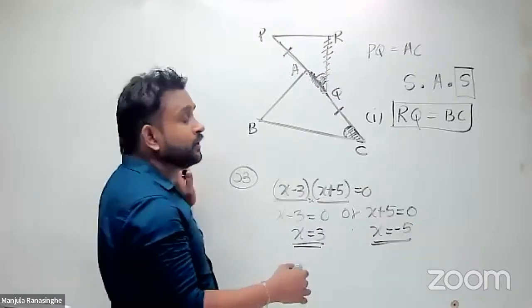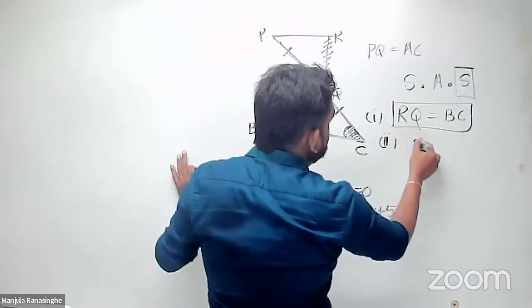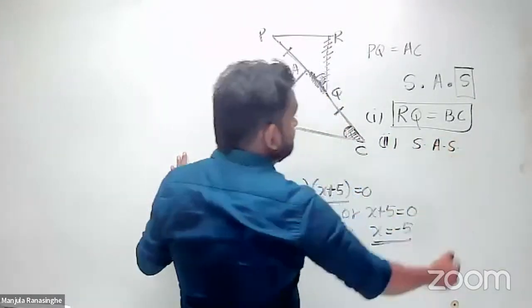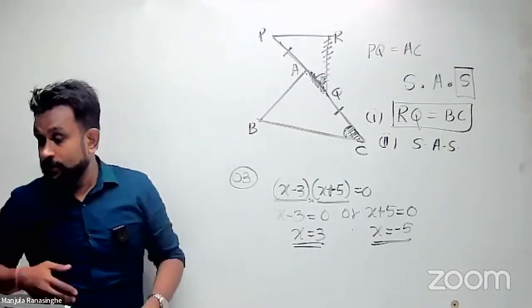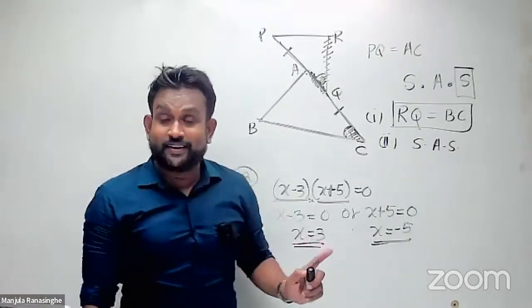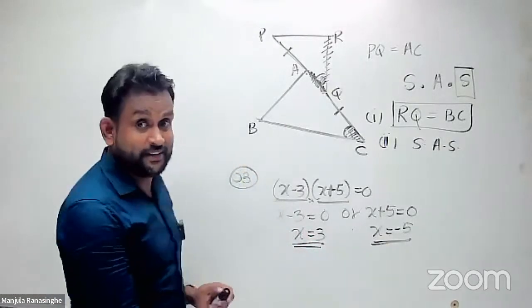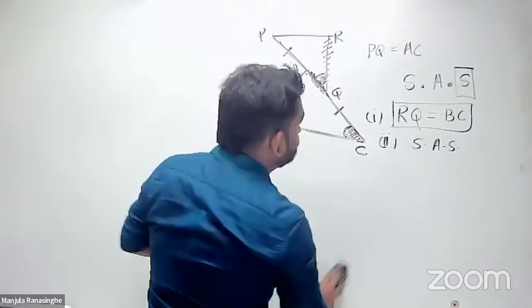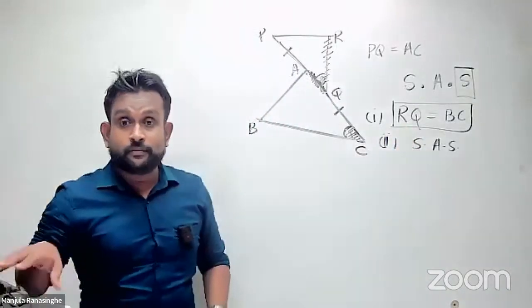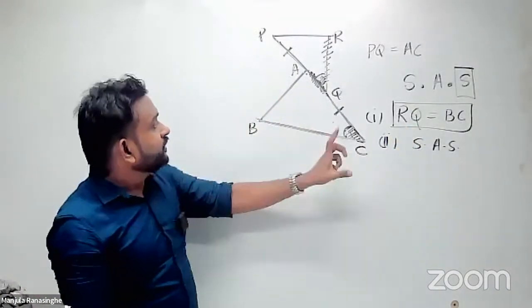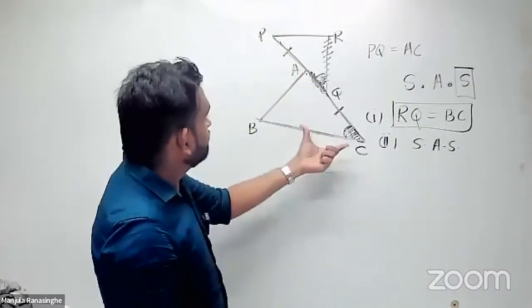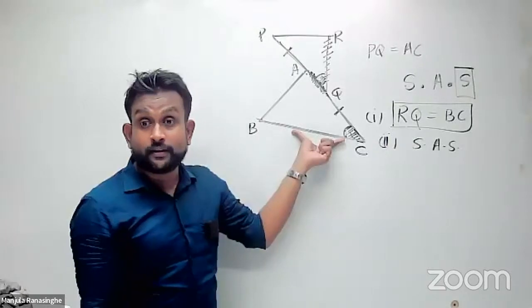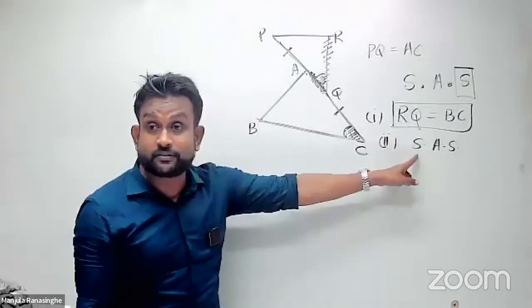Then under that, if congruency holds, it is the side angle side case, the part 2 answer. So that is one answer. Only that? No, we can take another one. Hands up those who got this answer. You can write RQ equals BC. Then what is the case reference? SAS.